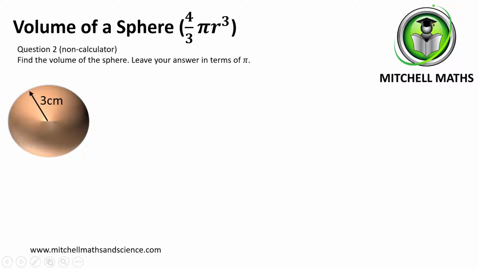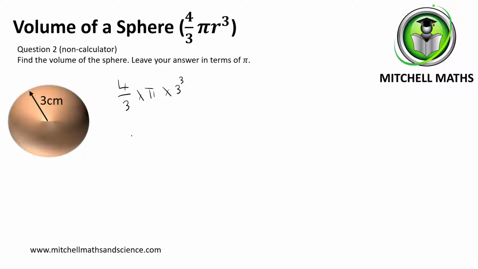The next question is an example of what you could get on a non-calculator paper. It says find the volume of a sphere, leave your answer in terms of pi. Right, so we're going to do the same again, only this time we're not allowed to use a calculator. So we've got 4/3 times pi times 3 cubed.